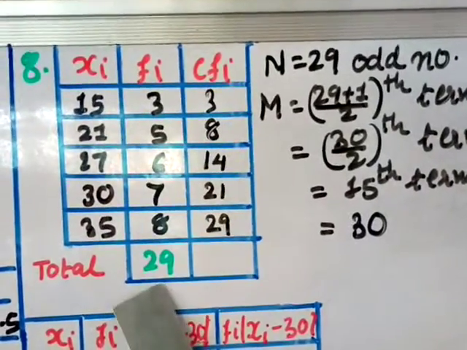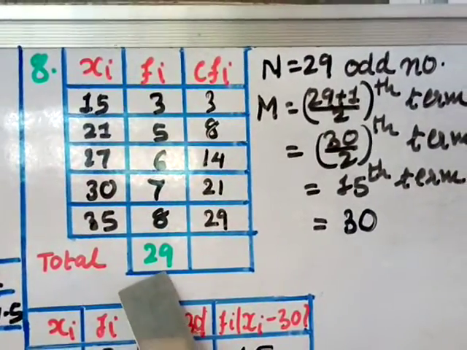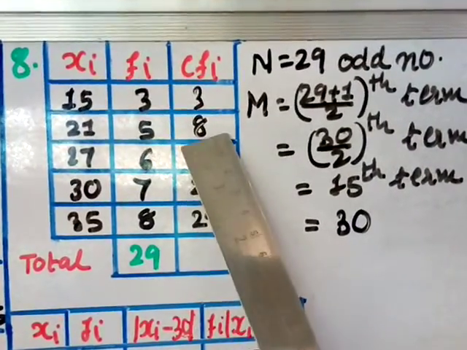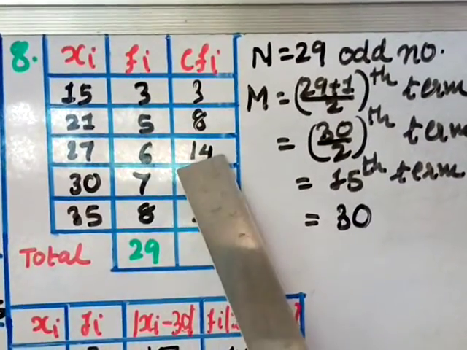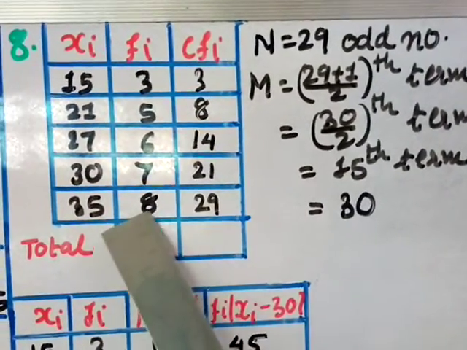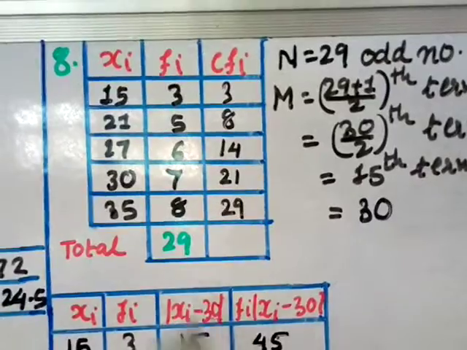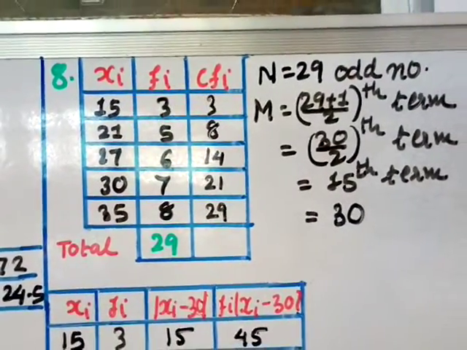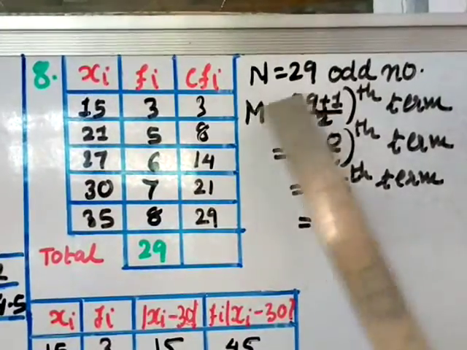I have found the sum total, that will be capital N. Total is 29. Again, cumulative frequency 3 as it is. Next will be 3 plus 5, 8. Next will be 8 plus 6, 14. Next will be 14 plus 7 is 21. Here 21 plus 8 is 29. Okay, these 29 should be same as the sum total. Then the cumulative frequency is correct. Okay, so here N is 29, right?